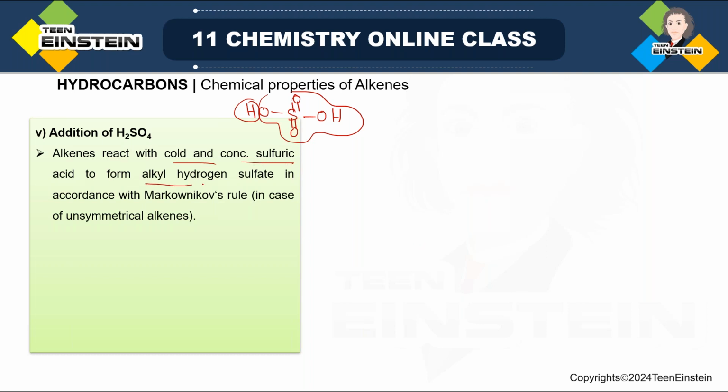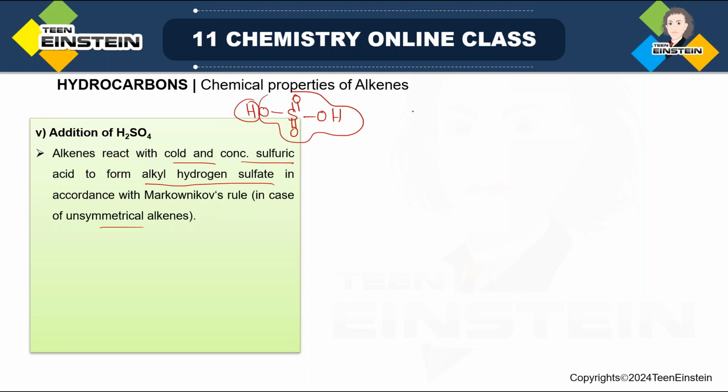And what is formed as product? Alkyl hydrogen sulfate. And that is also in accordance with Markovnikov rule, only when obviously it is an unsymmetrical alkene. The question of Markovnikov rule arises because now your reagent has two parts, one part is H, another part is HSO4 minus. So two different parts, positive and negative, are present, and you are using some unsymmetrical alkene. Obviously the question of Markovnikov rule arises.